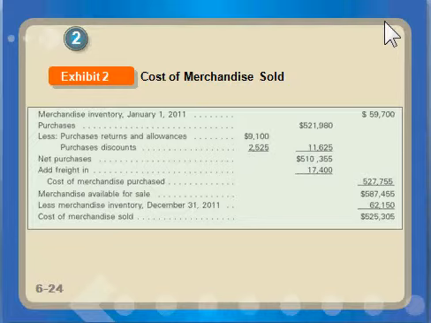purchases. And then you would add any freight costs that you had, or freight in, and that would give you the cost of merchandise purchased. You add that to your beginning inventory, and that gives you the merchandise available for sale. And then we simply subtract the ending inventory, and that gives us the cost of goods sold.